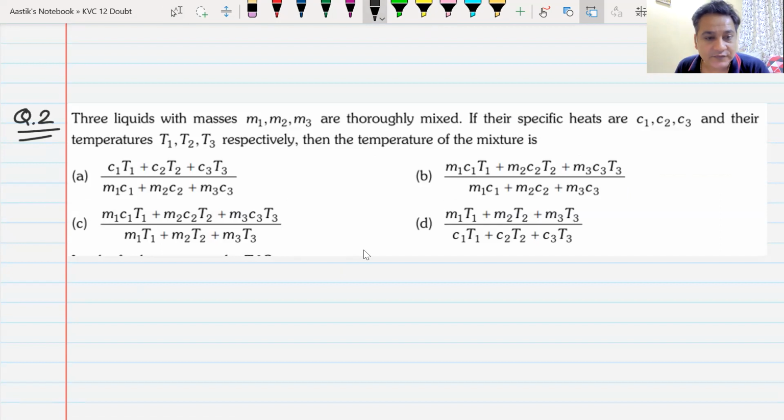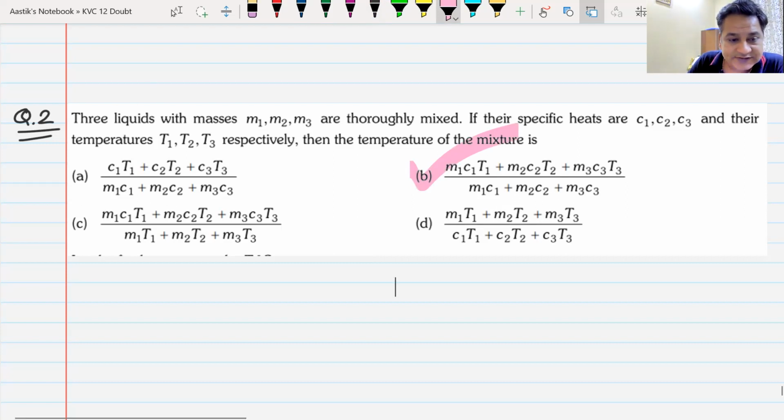What will be the answer for this one, my dear friends? B, sir. And the answer is B, because that is the only option which is dimensionally correct as well. So the option is B. Do we understand this? Yes or no? Everyone understands this?